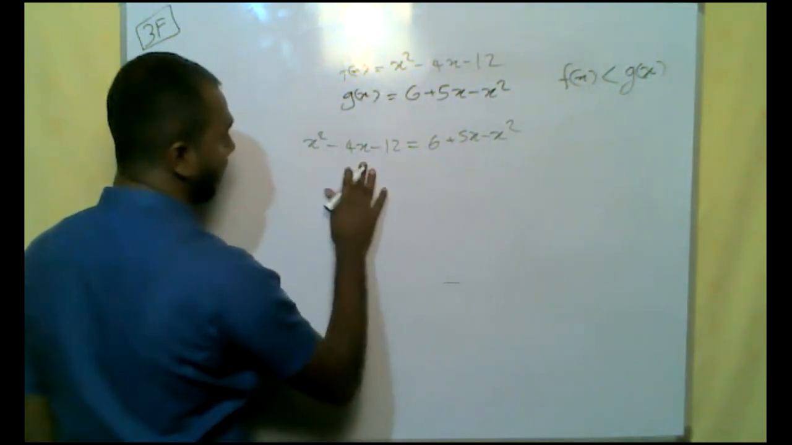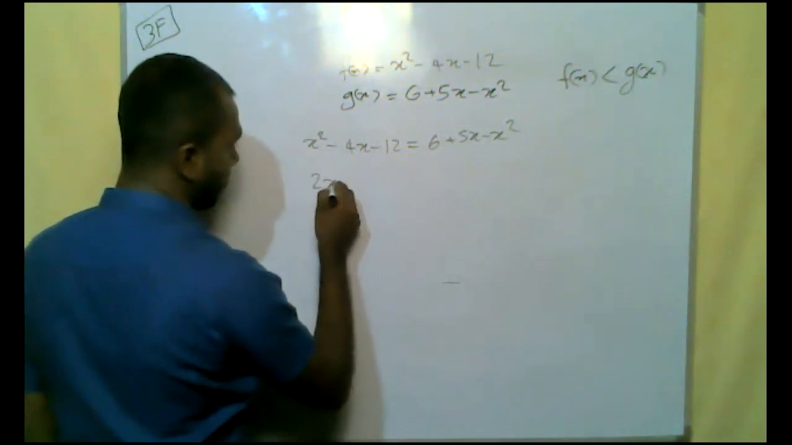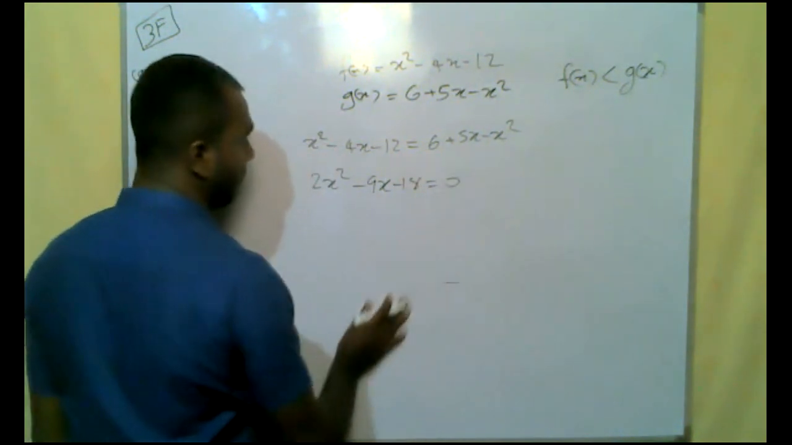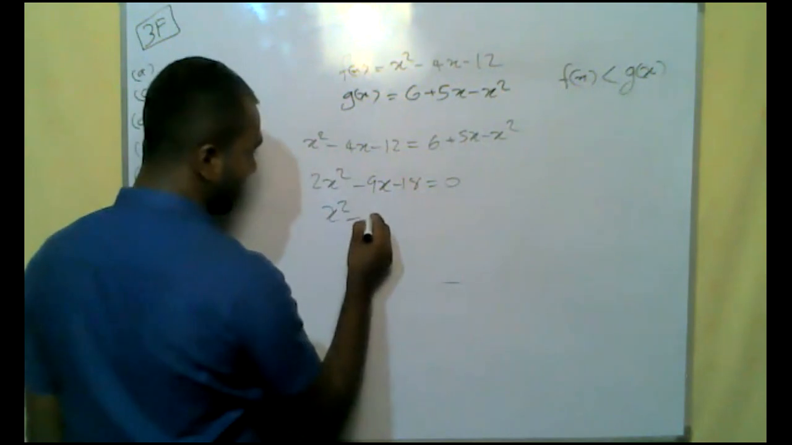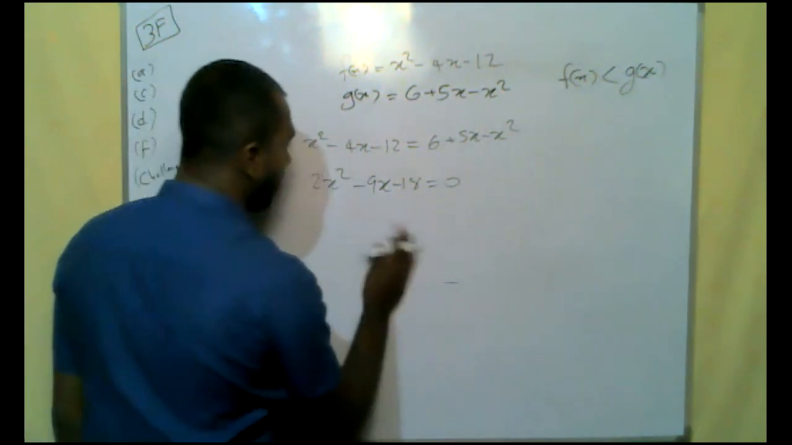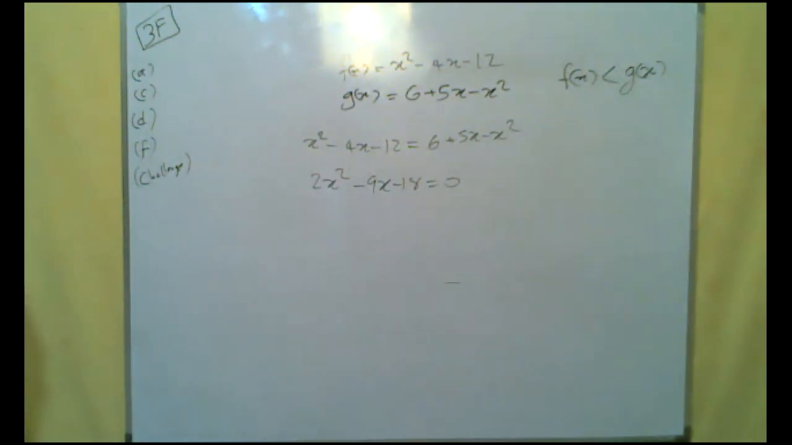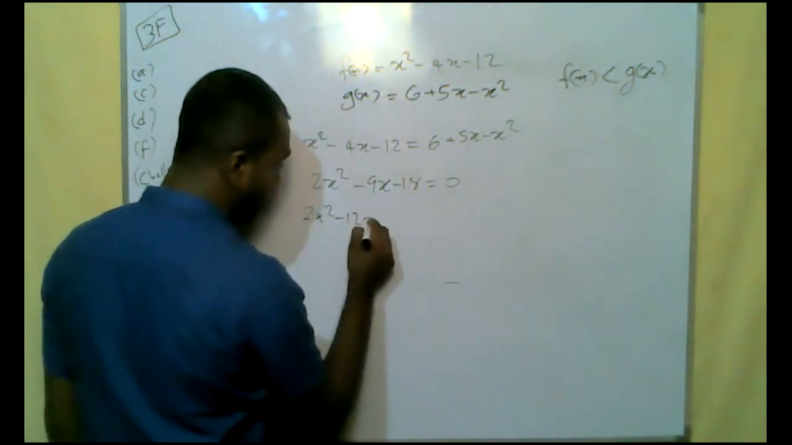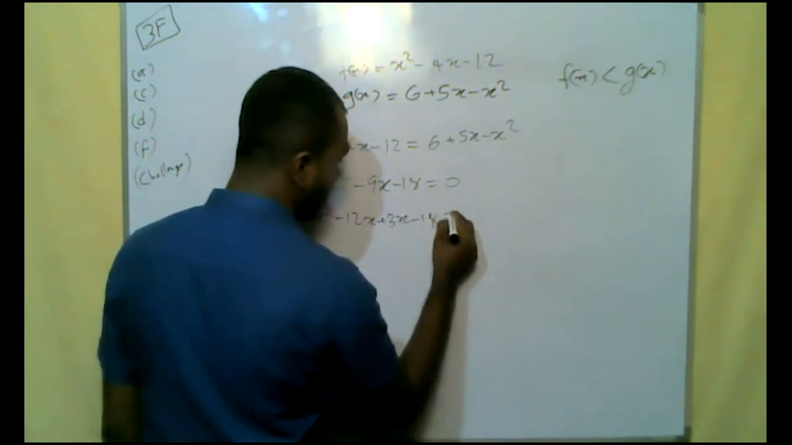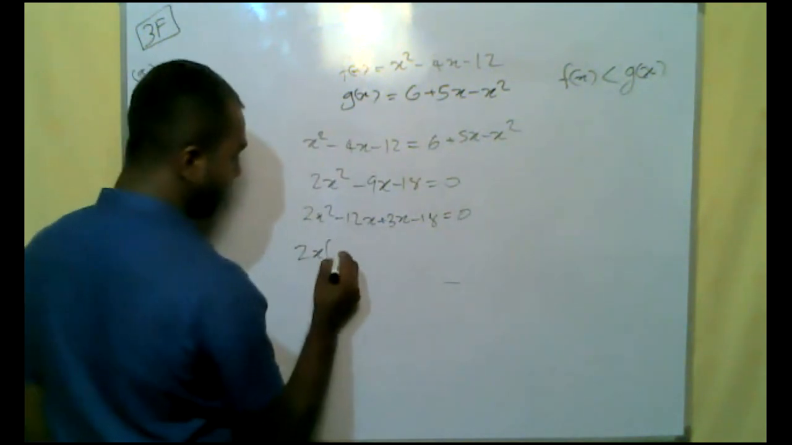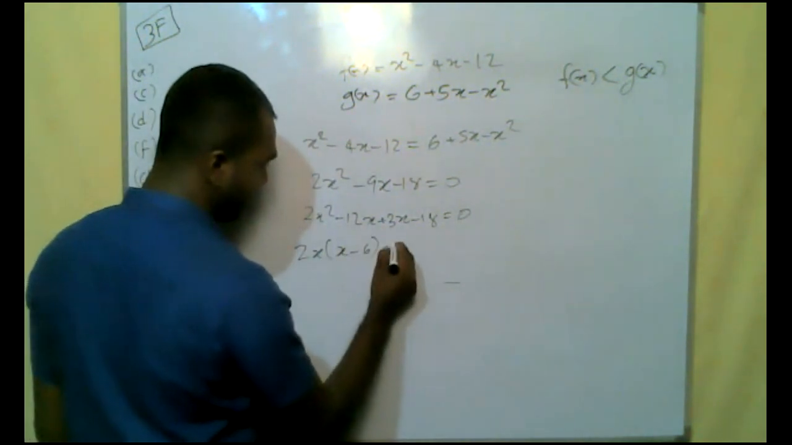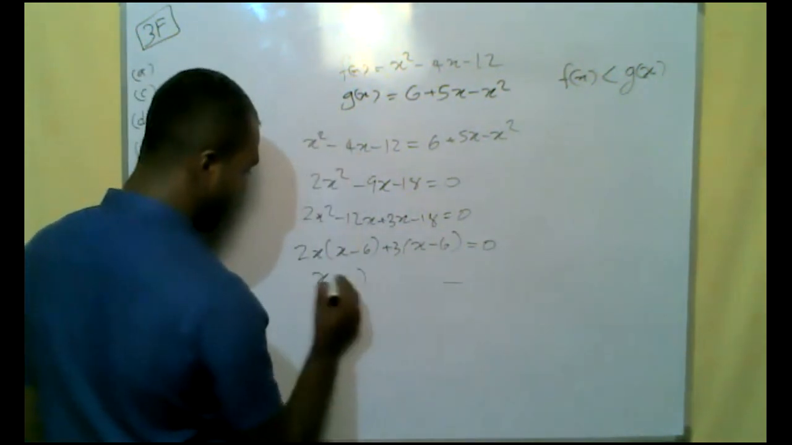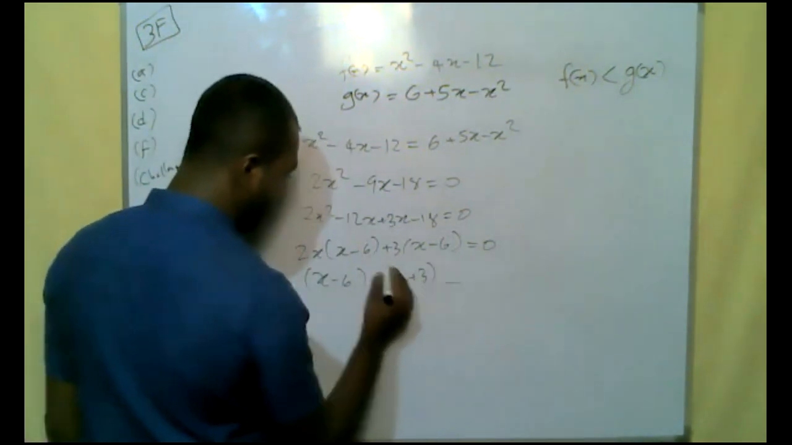How much are we getting? It's 2x squared minus 9x minus 18 equals 0. We can't divide, so we need minus 36. How to take minus 36? 12 times 3. So 2x squared minus 12x plus 3x minus 18. 2x times x minus 6 plus 3 times x minus 6 equals 0. So x minus 6 times 2x plus 3 equals 0.